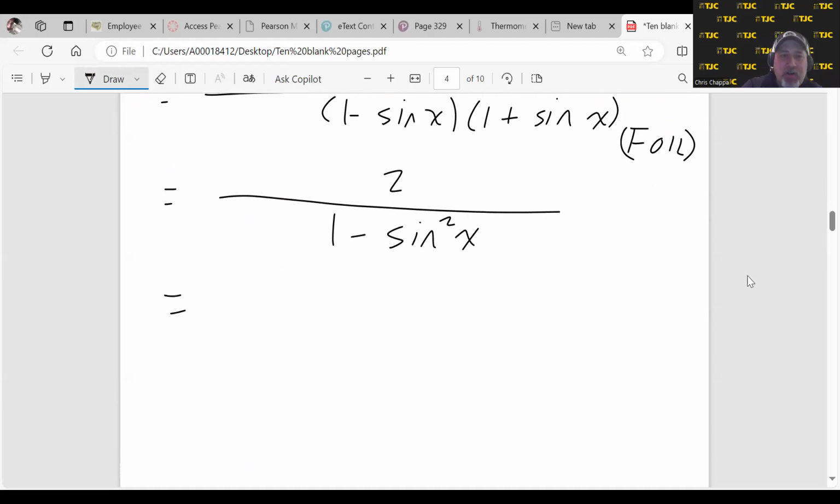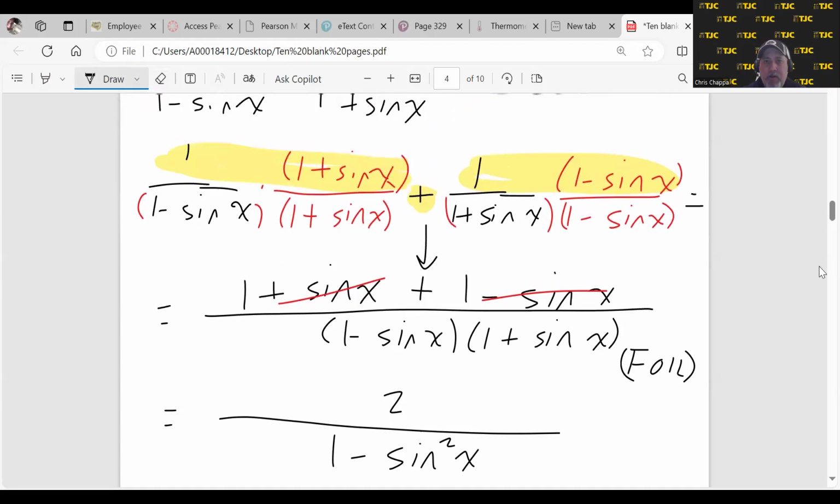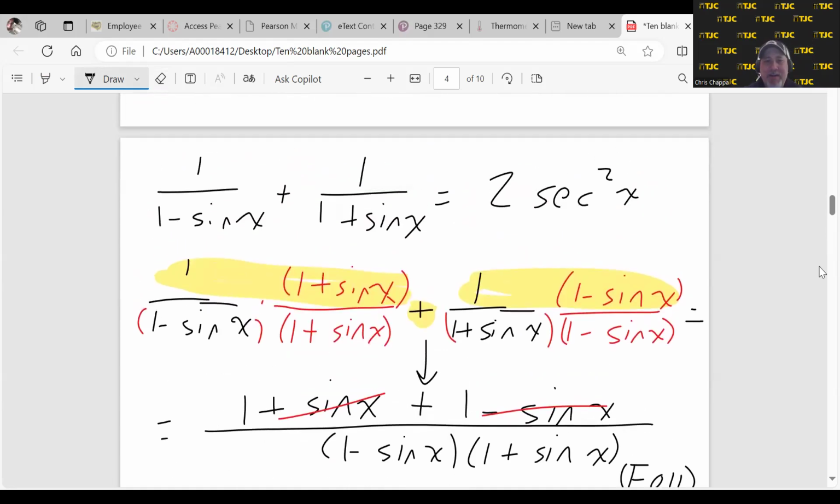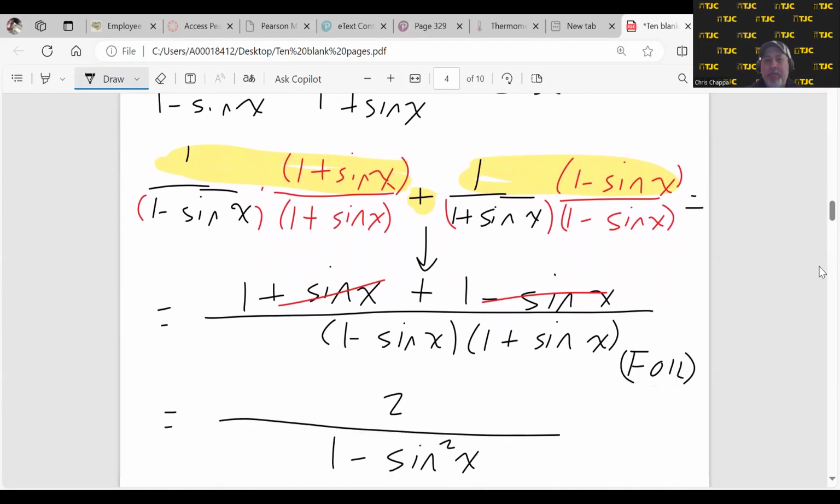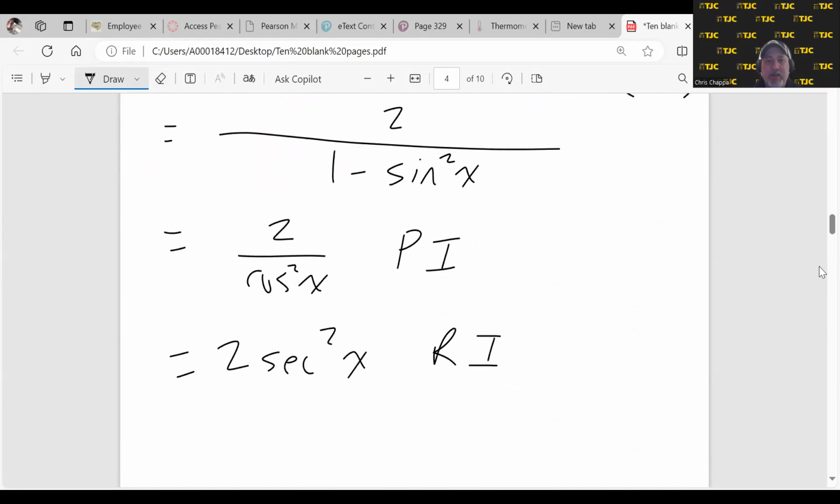That's about to change because 1 minus sine squared x is cosine squared x. That's a Pythagorean identity, and the reciprocal of cosine is secant. So the reciprocal of cosine squared is secant squared. That was a reciprocal identity, which is exactly where we wanted to go. So needless to say, this identity was driven completely by algebra. The algebra of getting a common denominator, cleaning up the mess you made, and then at the very end, 2 quick identities, Pythagorean and reciprocal.